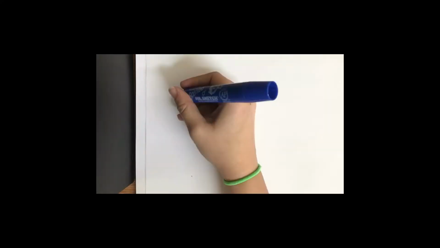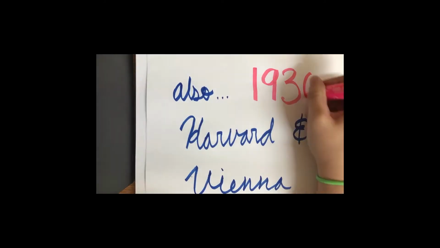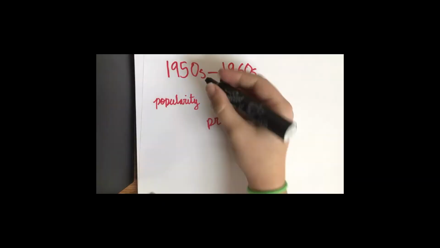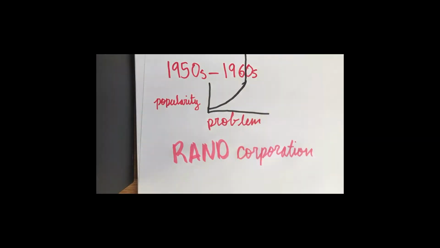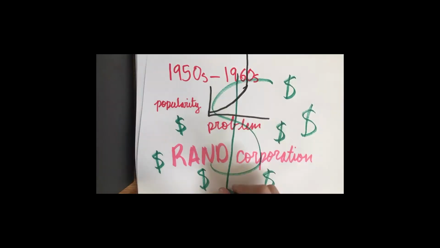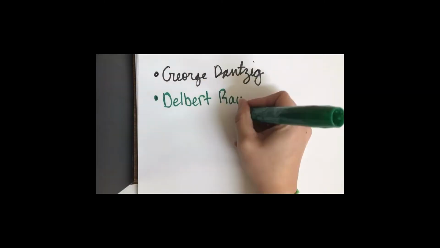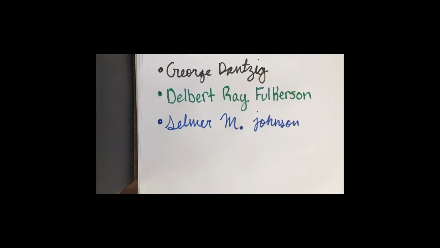130 years later, you really begin to see this problem being worked on in both Vienna and Harvard. However, the problem really didn't start taking off until the 1950s and 1960s, where the popularity grew so great that the RAND Corporation offered a cash prize to anyone who could make any sort of headway on the problem. The first 3 people to get any sort of payouts were named George, Delbert, and Selmer.